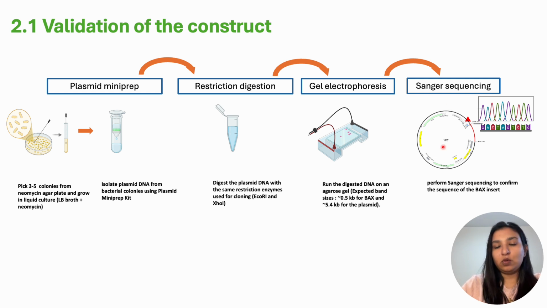Additionally, Sanger sequencing was performed using a primer binding in this CMV promoter region to confirm the correct sequence and the accuracy of the BAX insert.